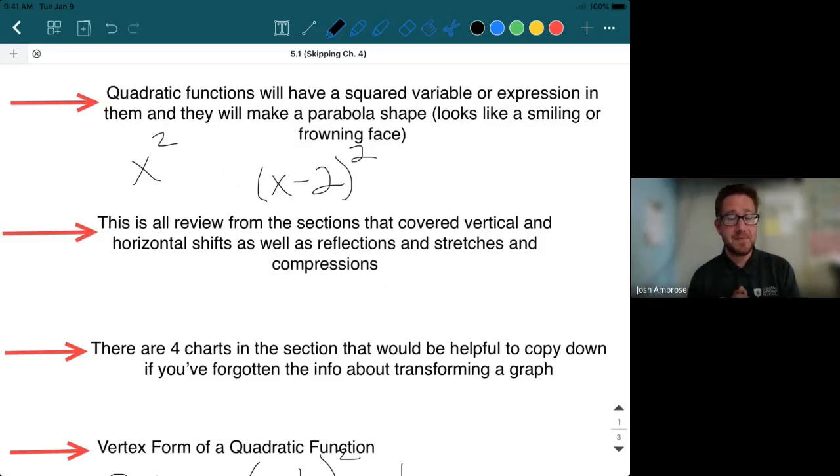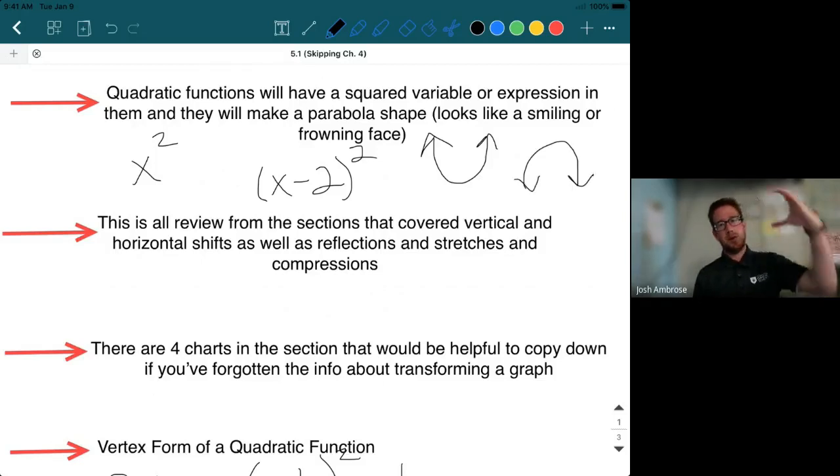All right. Now the next thing is, what shape are they making? They're making a parabola, which basically is a smiley face if it's a positive parabola, opening up, or they could be making a frown looking face here, which would be a negative parabola opening down. Okay, so let's keep moving into our notes.